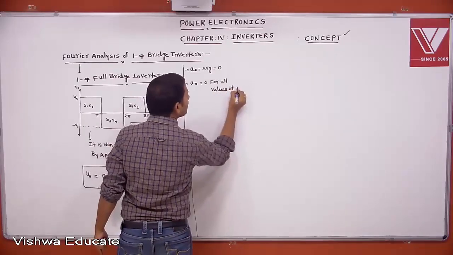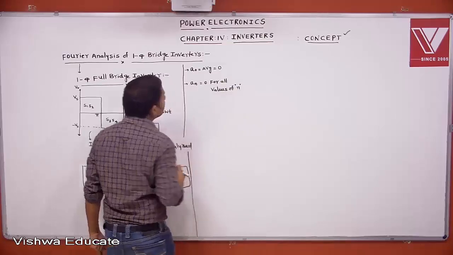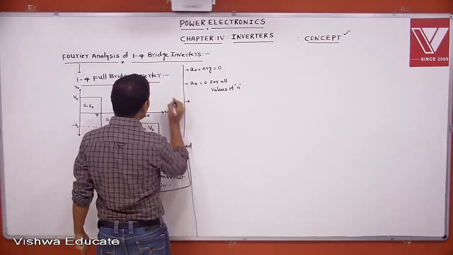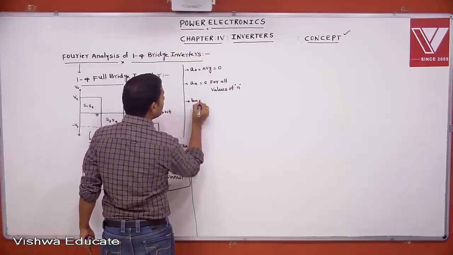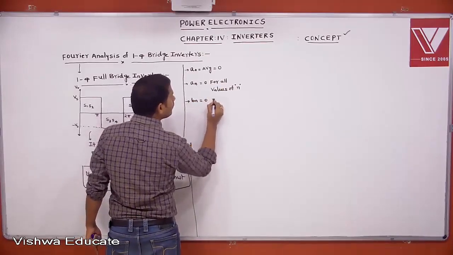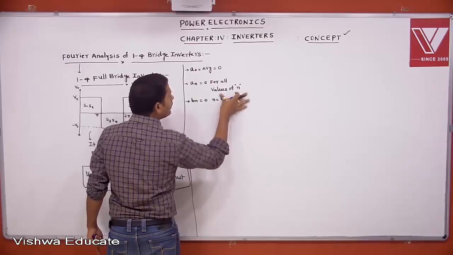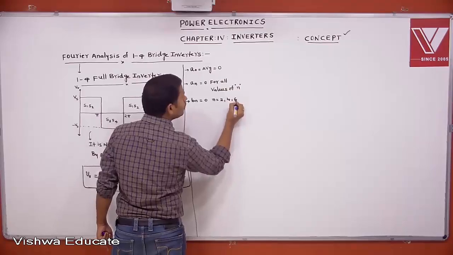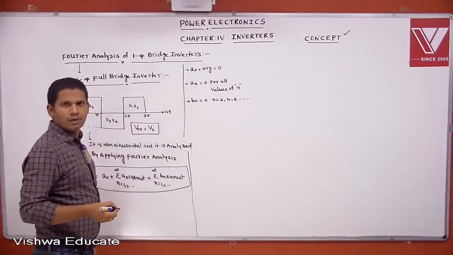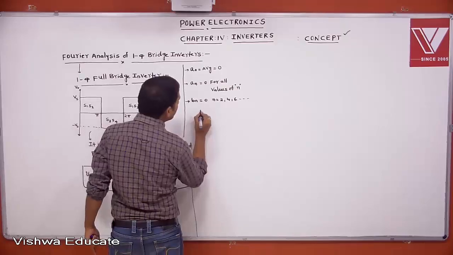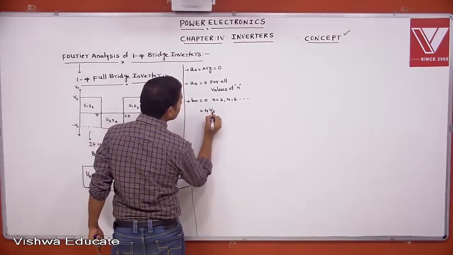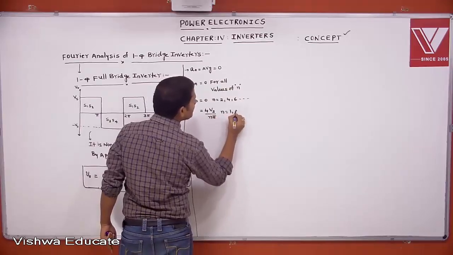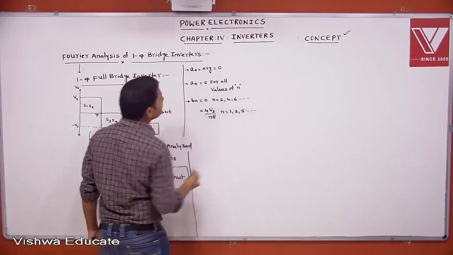For all values of n, this is equal to 0. Then what about Bn? If you calculate Bn for this waveform, Bn is equal to 0 for even values, n equal to 2, 4, 6 and so on. Then this Bn value is equal to 4 Vs by n pi, for n equal to 1, 3, 5 and so on.